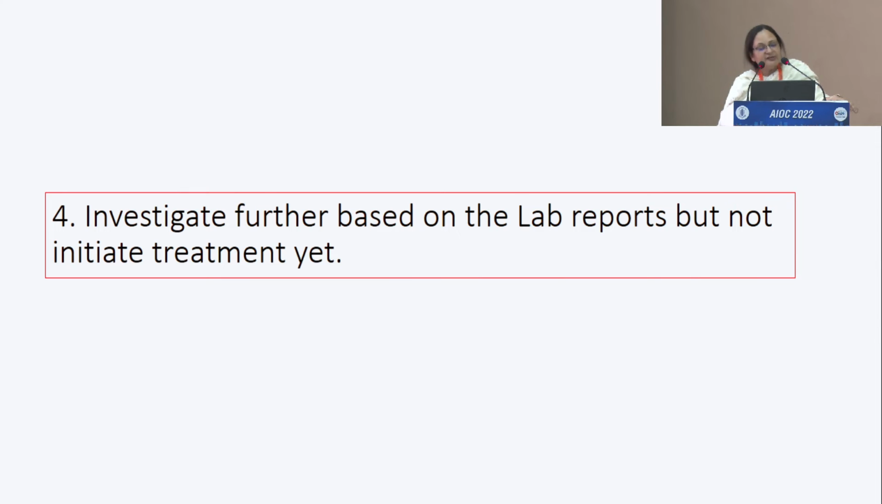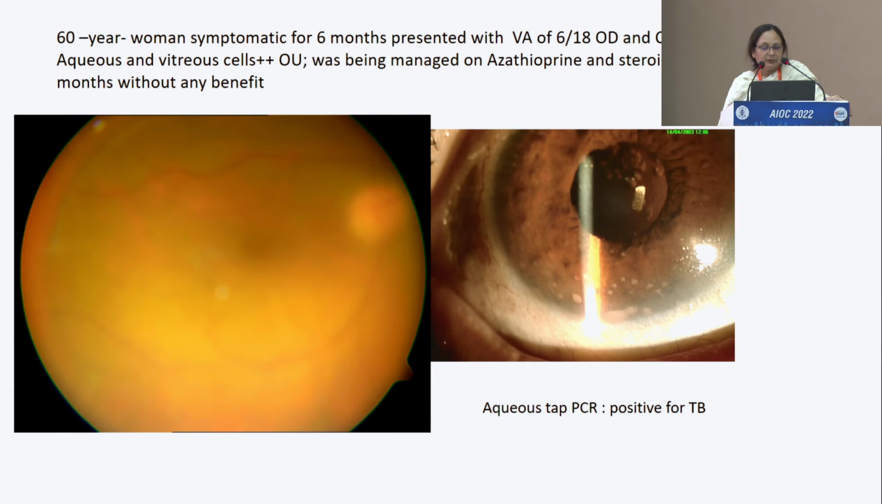The fourth is investigate further based on the labs, but do not initiate treatment yet. If you really feel lab results have some meaning, go further. Now, this is a 60-year-old woman who was symptomatic for 6 months. Vision is 6/18 in the right eye and counting fingers in the left eye. She had aqueous and vitreous cells in both the eyes and was being managed on azathioprine and steroids.